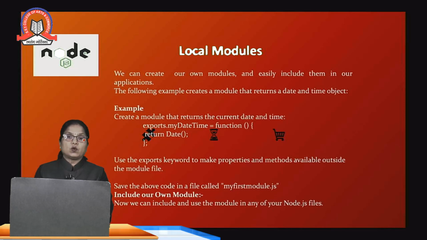Now we'll see what is the local module. We can create our own modules and easily include them in our applications. The following example creates a module that returns a date and time object. So we have to write exports.myDateTime equal to function, and it will return the date. Use the exports keyword to make properties and methods available outside the module file. We have to save our code in a file called myfirstmodule.js, and then we can include the module in any of our other Node.js files.